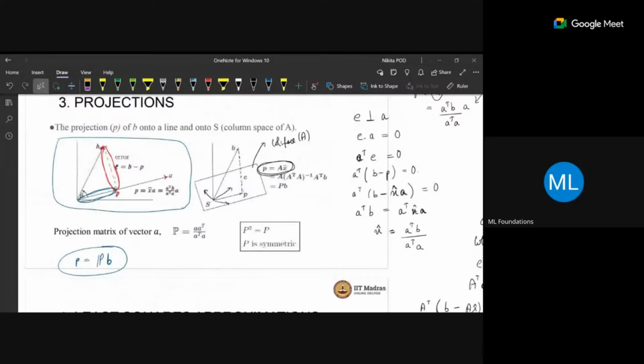Now, what does the question ask? It asks, find the condition on B1, B2, B3 such that AX equals B has a solution. So when will this system have a solution? When B3 plus 2B1 minus B2 becomes 0. So that should be the answer: 2B1 minus B2 plus B3 equals 0. So the third option should be right. Can you please share the solution once? Yep.